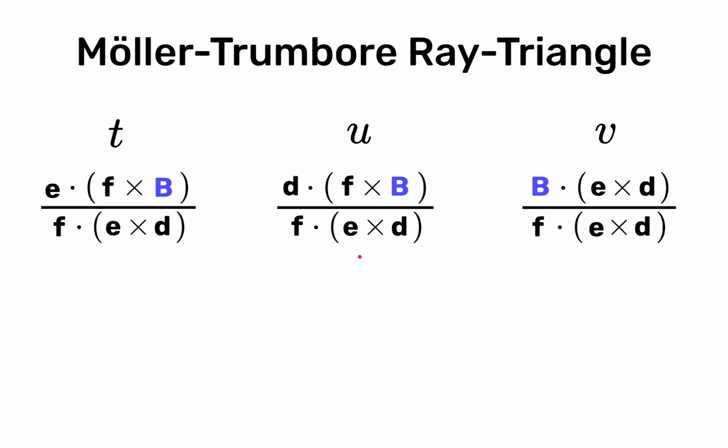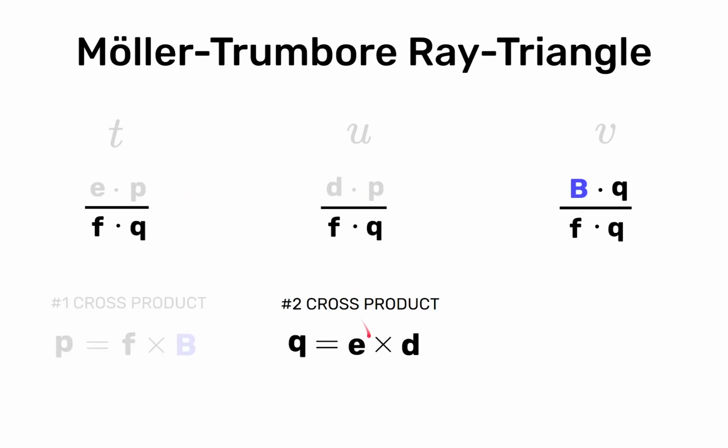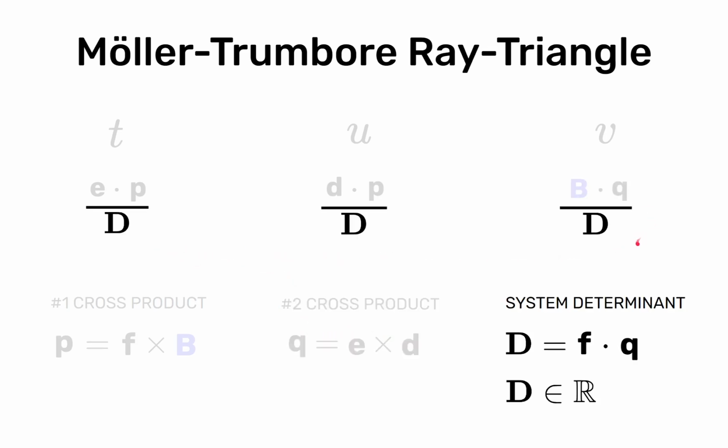So now that we have optimized the calculations for t, u and v, we can start finding the different terms here. For example, this f cross product p. Let's call it p. So f cross product b will be p. So this will be our first cross product that we calculate for u and for t. The second cross product is this e cross product t. And let's call that q, and this appears in all these four calculations. And lastly, let's call this system determinant f dot product q as d.